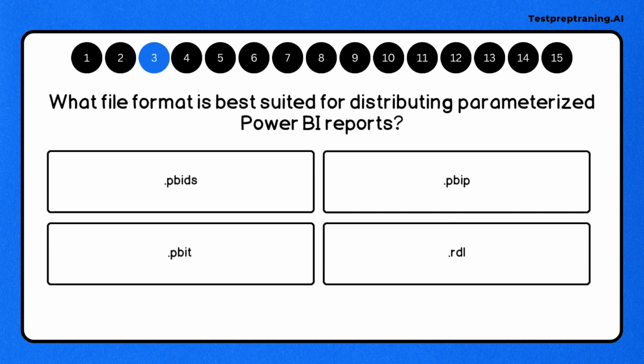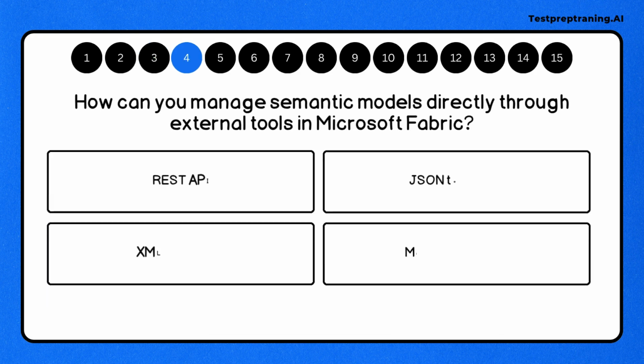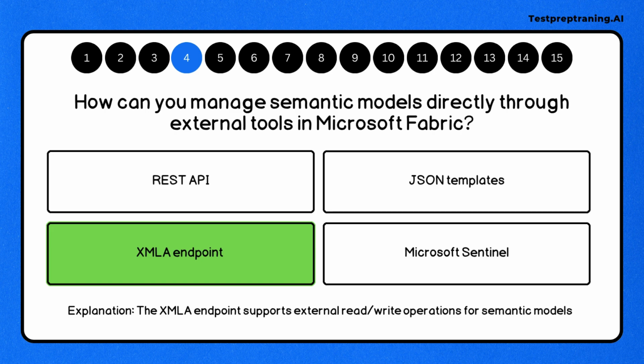Question 3. What file format is best suited for distributing parameterized Power BI reports? Correct answer is .pbit, as .pbit files are Power BI templates that allow reuse with different parameters. Question 4. How can you manage semantic models directly through external tools in Microsoft Fabric? Correct answer is XMLA endpoint, as the XMLA endpoint supports external read/write operations for semantic models.